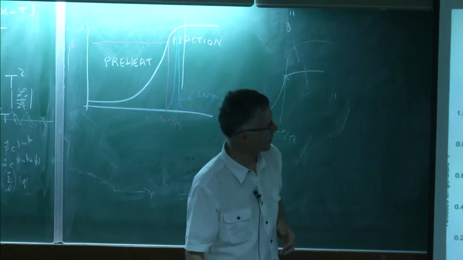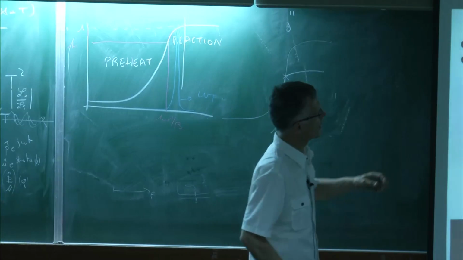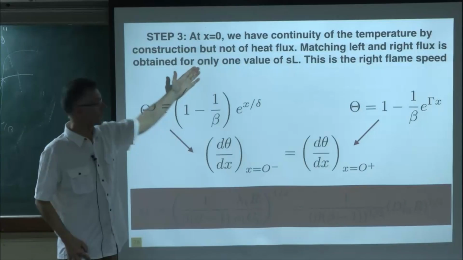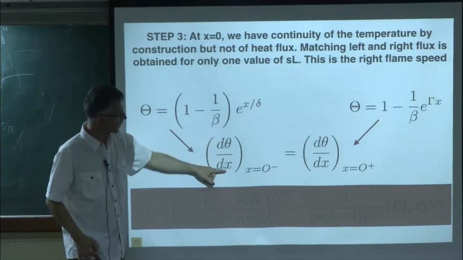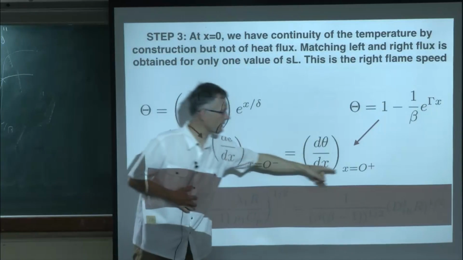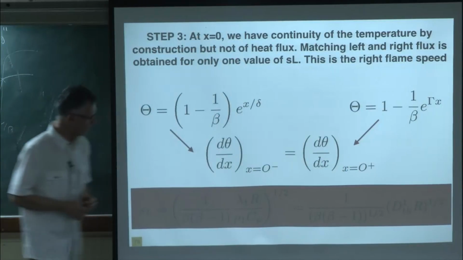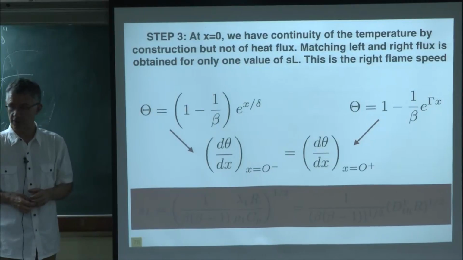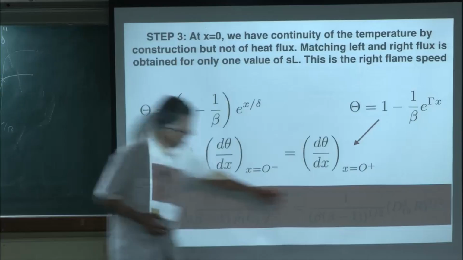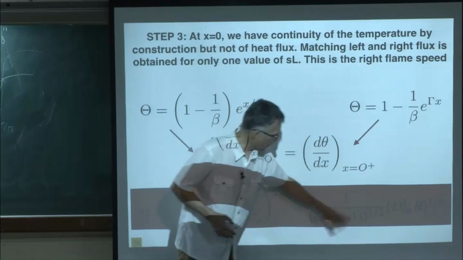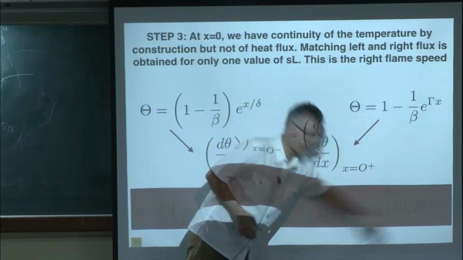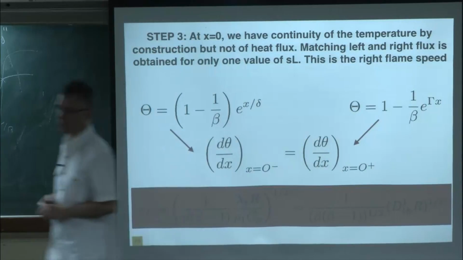To find the flame speed, now what we need to do is to say that at the place of the flame, the heat flux is continuous. So we need to write that the derivative of temperature on the left side of the flame is equal to the derivative of temperature on the right-hand side. And when you do that, you find an expression for SL, which is written here. And this expression for SL now is completely closed. SL is 1 over beta multiplied by beta minus 1 here. And this is the product of the diffusivity by the pre-exponential constant to the power 1/2.